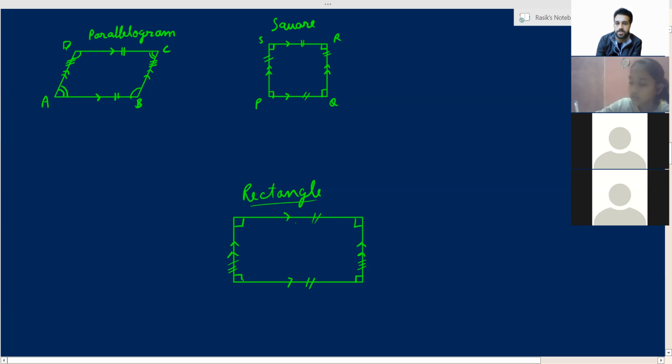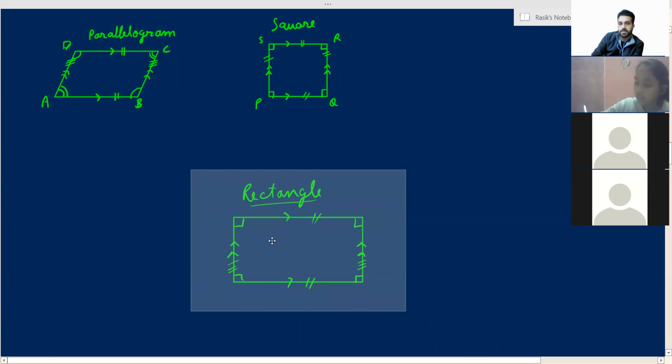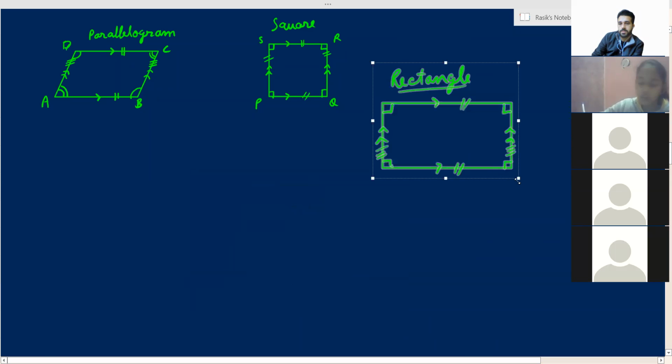But what is different in square and rectangle? Square has all the four sides equal. Rectangle has only opposite sides equal. चारों sides equal नहीं होते हैं rectangle में. So this is different in square and rectangle. And one more difference also. Yes, sir, rectangle is bigger than square.